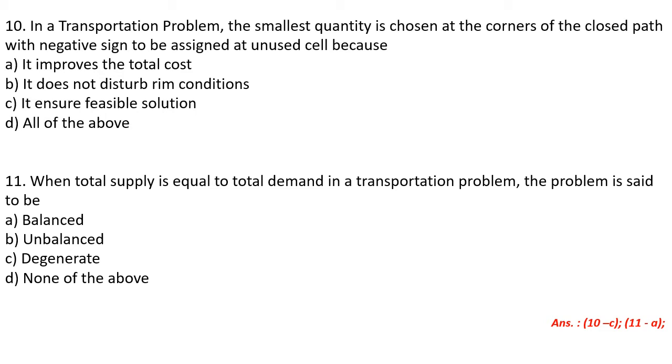11. When total supply is equal to total demand in a transportation problem, the problem is said to be option A, balanced, option B, unbalanced, option C, degenerate, option D, none of the above. The correct answer is option A, balanced.